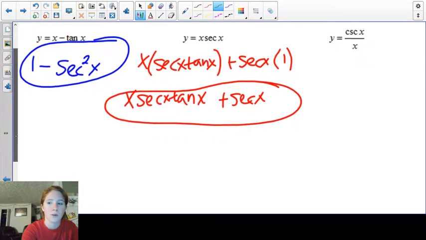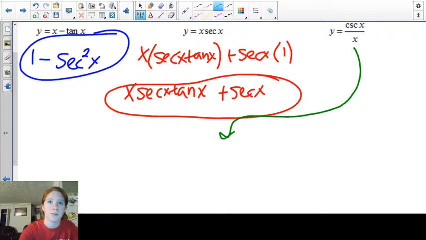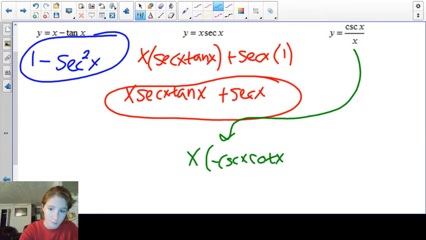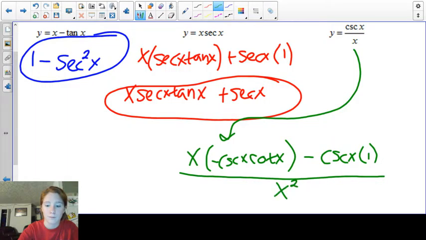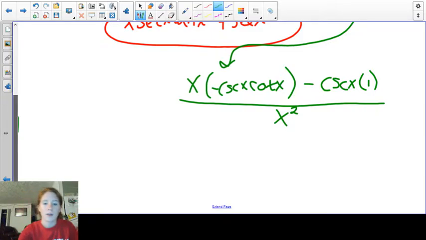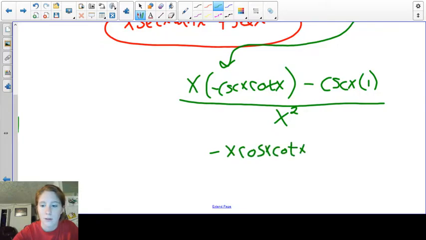This third one needs the quotient rule. So I'm going to do an arrow and do it over here. So I have low, d high, which is negative cosecant x cotangent x, minus high, d low, all over low squared. Alright, same idea, we're just going to multiply that x through, so negative x cosecant x cotangent x minus cosecant x all over x squared.